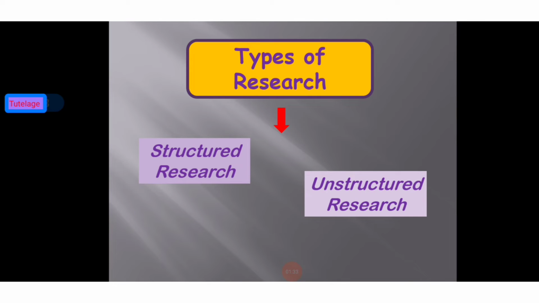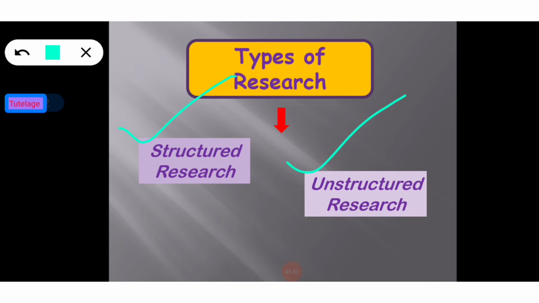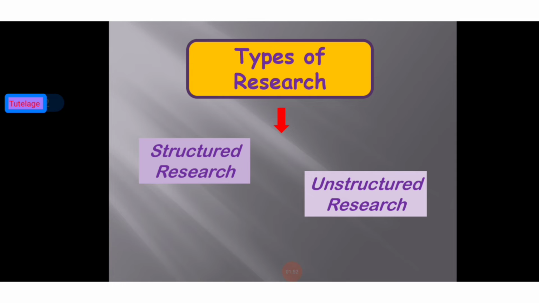So here we can see another type of research. Research is of two types. The first one is structured research and the second one is unstructured research. At first we have to know the structured one and the unstructured one, so now move on to the next slide for explanation.